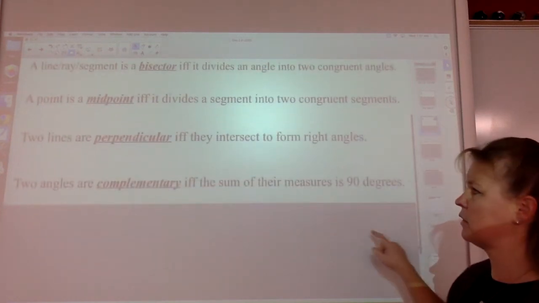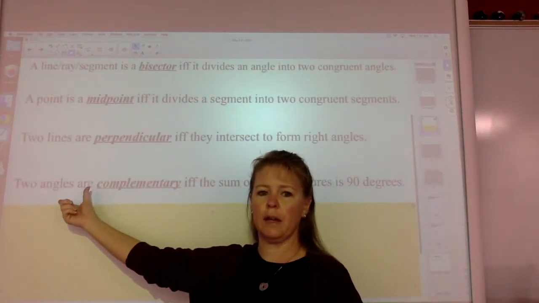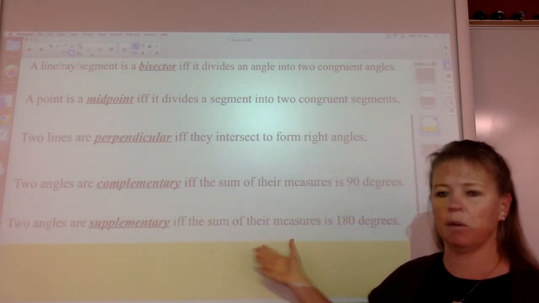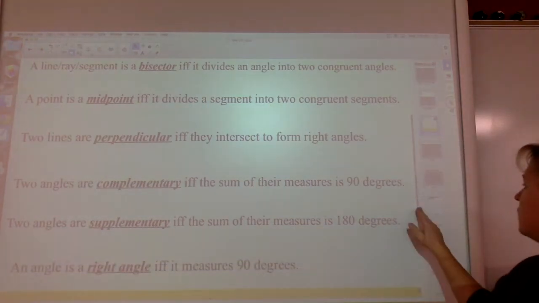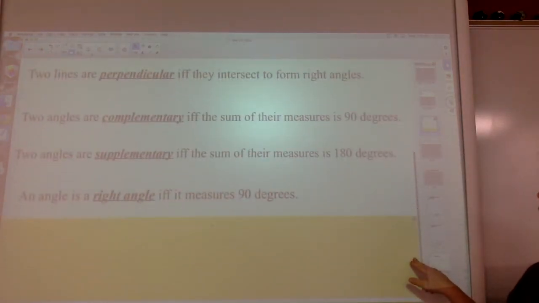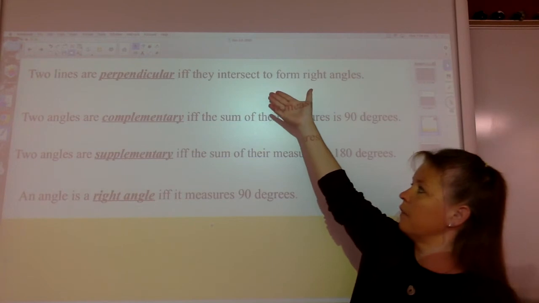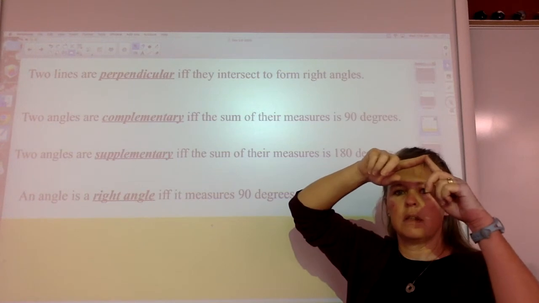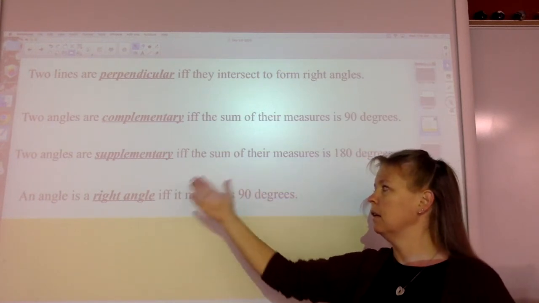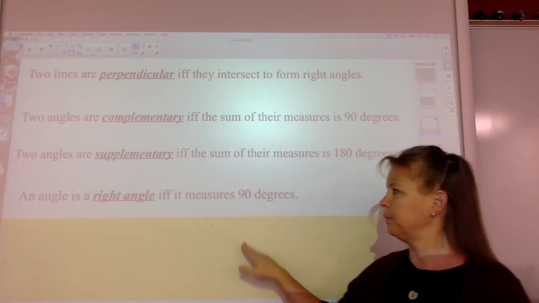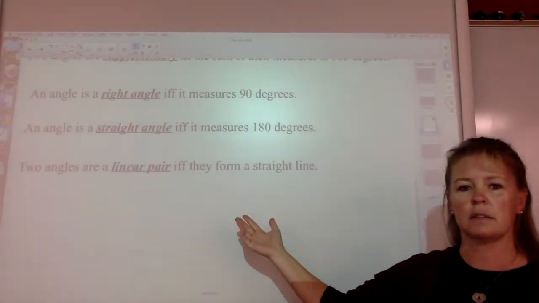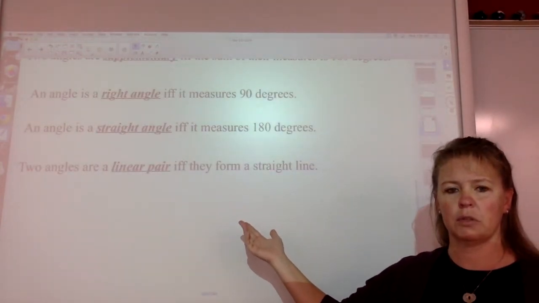Complementary, if the sum of their measures is 90 degrees. Notice that only works for two angles. You can't have a combination of more than two angles. Two angles are supplementary if and only if the sum of their measures is 180 degrees. So really not new information for you here. An angle is a right angle if and only if it measures 90 degrees. Notice that's different than two lines are perpendicular. When you're talking perpendicular, you have two lines that intersect to form a right angle. What's a right angle? If and only if it measures 90 degrees. A straight angle, if it measures 180 degrees. And two angles are a linear pair if and only if they form a straight line.